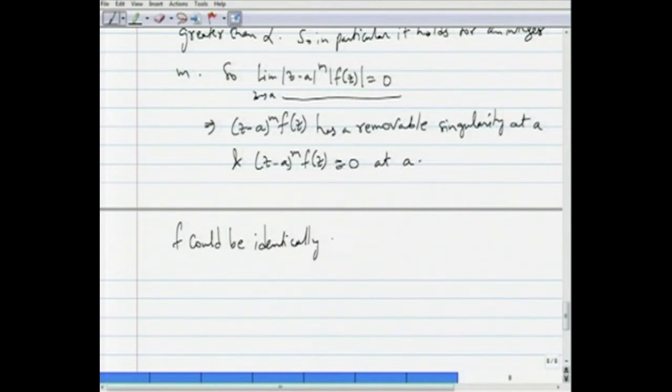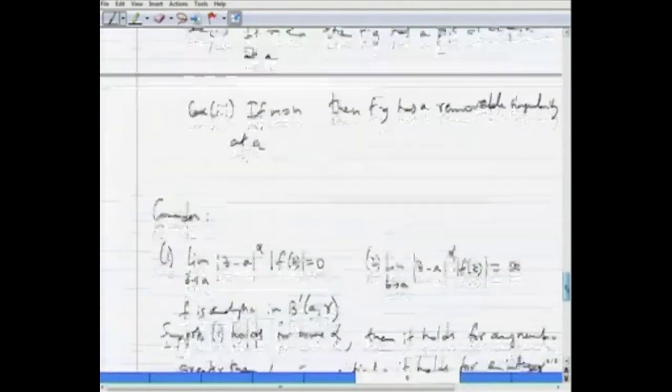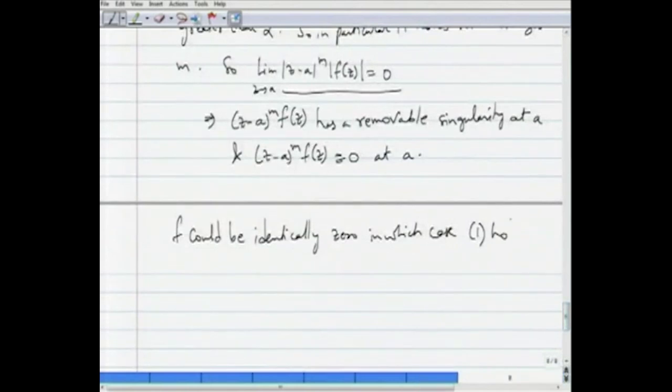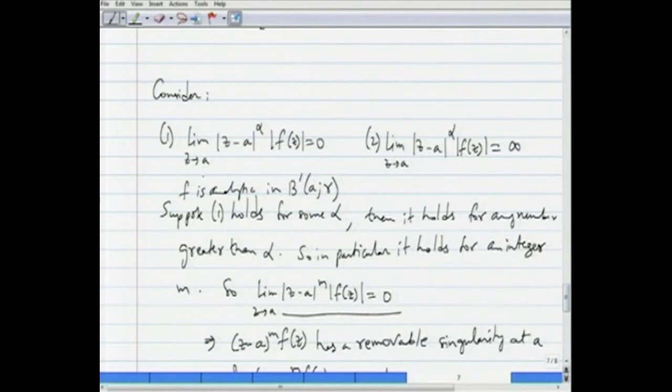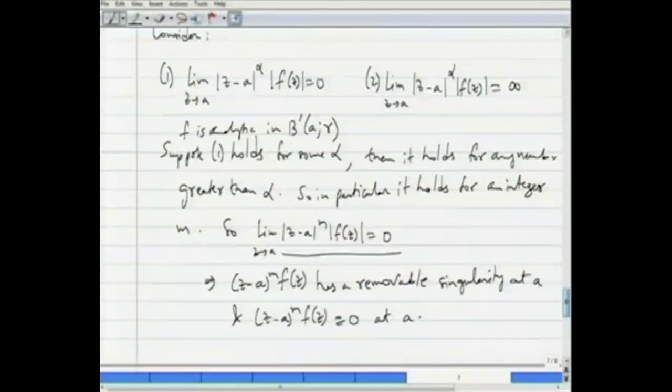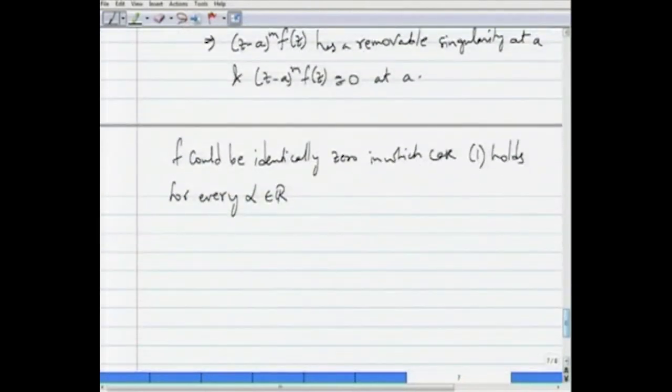This is the uninteresting case, in which case one holds. We consider two equations here. So, one holds for every alpha belongs to R. So, limit z goes to a, we started by assuming that it holds for one particular alpha. And what we have concluded is that modulus of z minus a power m f of z is equal to 0 in the limit. So, that will allow us to conclude in the case that f is identically 0, that for any alpha that one holds.